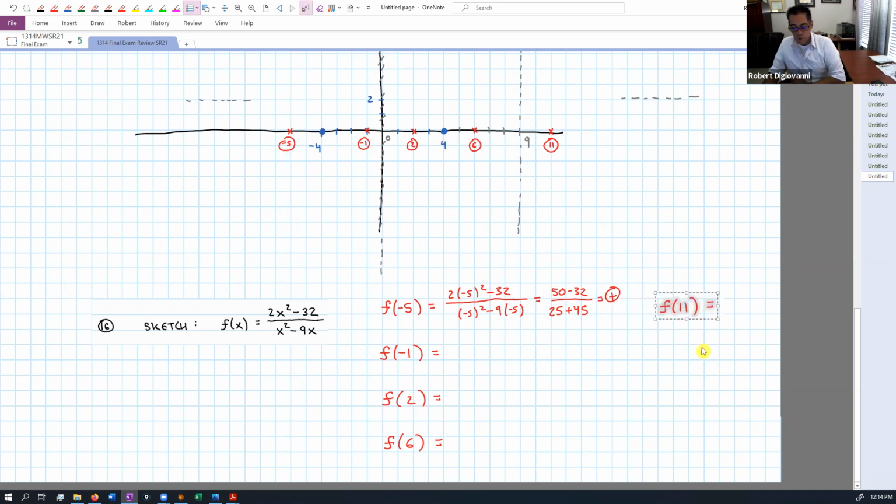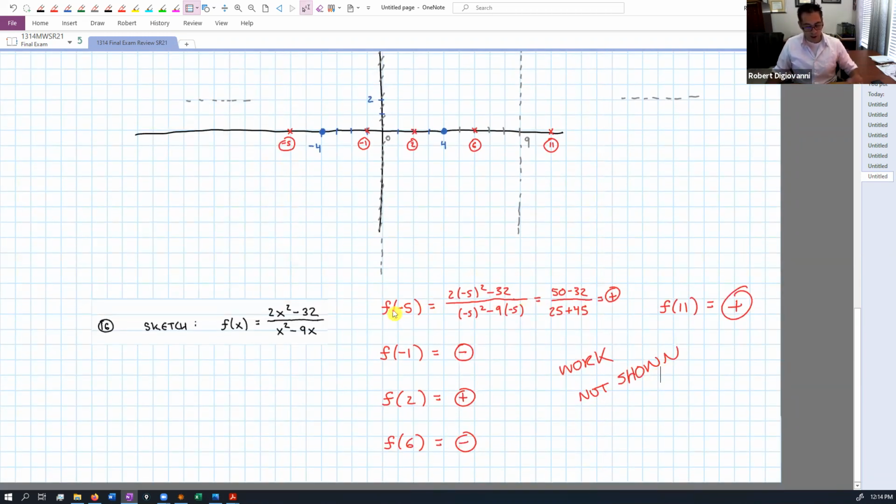You have to do that for each of these points. I'm not going to go through this work. I'm just going to tell you what they are. Then you'll get negative, then positive, then negative, then positive again. So the work here is not shown by me, but you will have to do that on the test. So what do we do with this? At -5, I'm going to put a dot somewhere above, so I'm just going to put it here. At -1, I need to put a dot below. At 2, a dot above. At 6, a dot below. And at 11, a dot above.